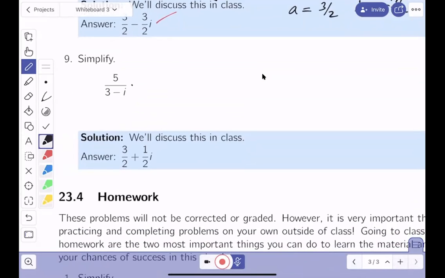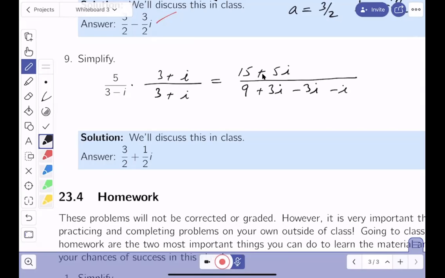Relatively straightforward. We multiply the top by the conjugate of the bottom, and we'll say conjugate at the bottom. The conjugate at the bottom is 3 plus i. Let's do the multiplication on top first because it's easy. What do you get? 15 plus 5i. On the bottom, I'll go through all the details. However, if you can do it quickly and write the number down, that's fine by me. You don't need to go through all the work. 3 times 3 is 9, plus 3i, minus 3i, minus i squared.